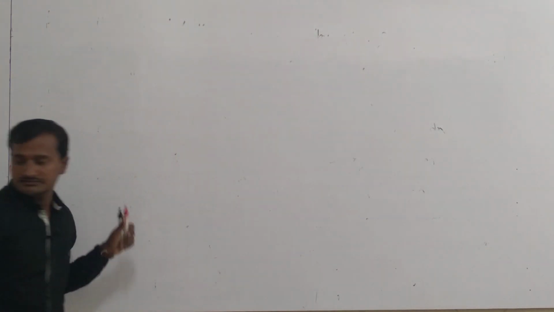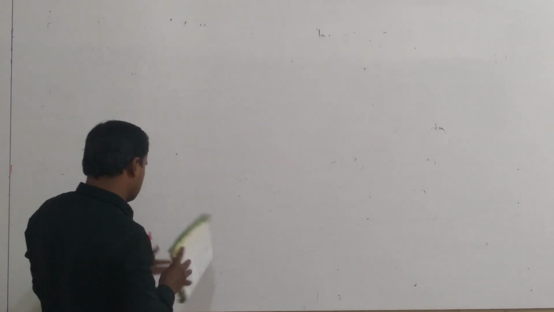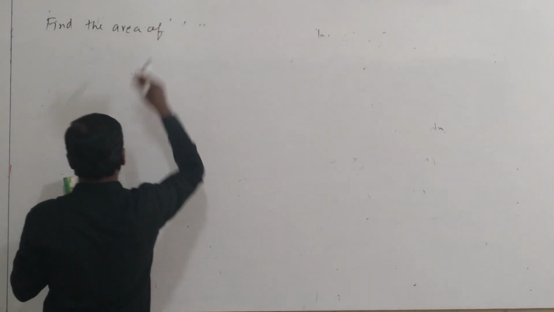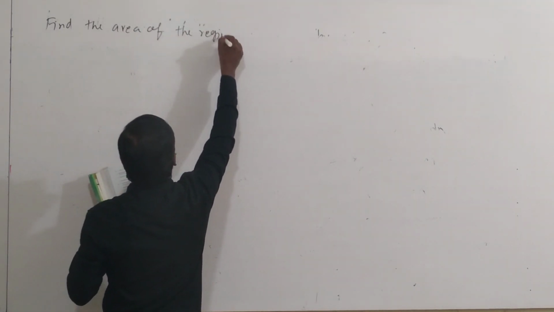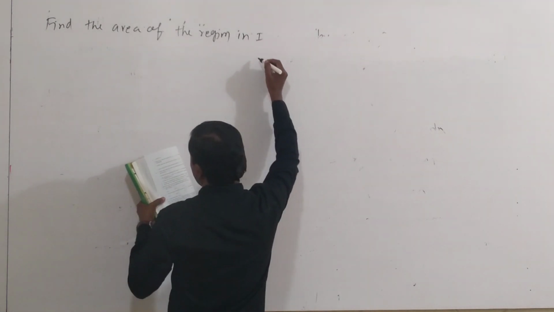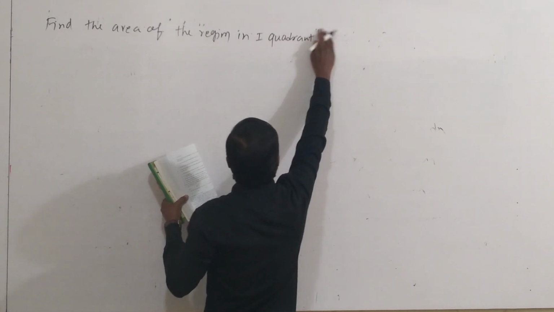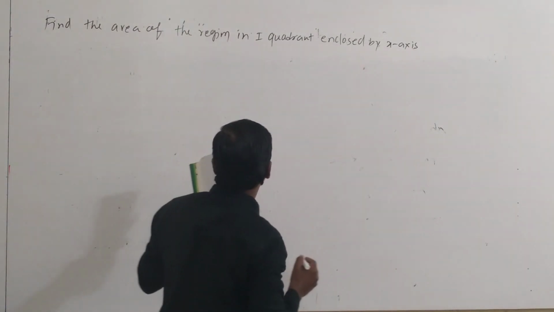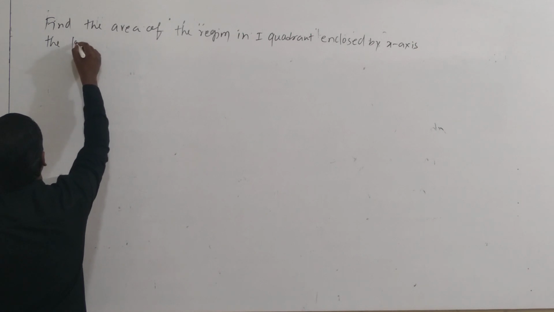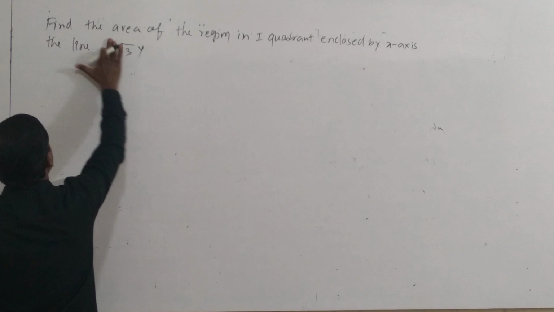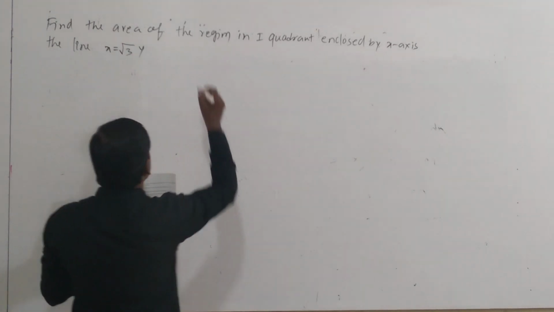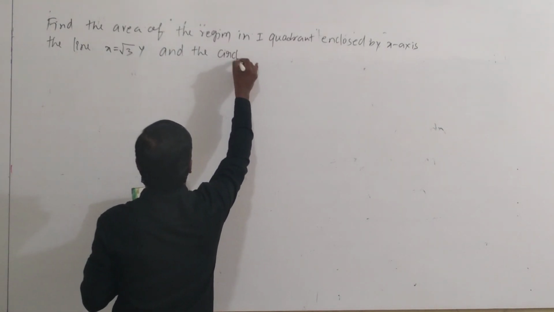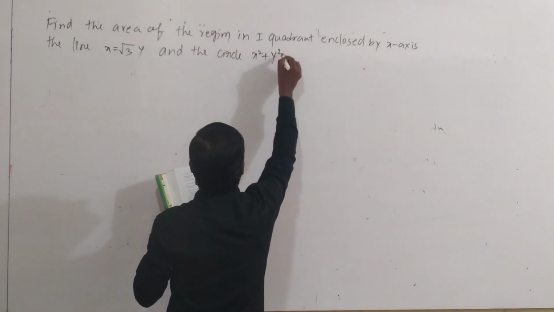Okay, the next question is here. Find the area of the region in the first quadrant enclosed by the x-axis, the line x equal to root 3 y, and the circle x square plus y square is equal to 4.